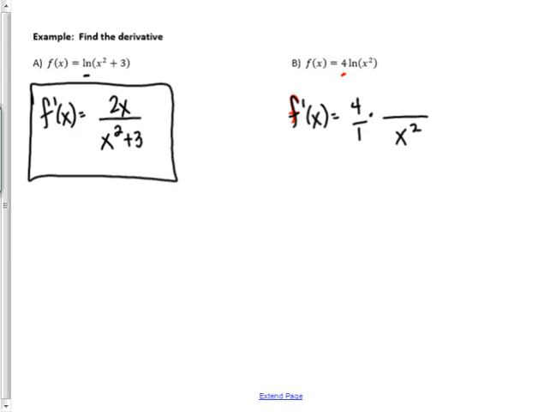So the derivative of x squared is 2x. If I were to multiply straight across the top, I get 8x, and on the bottom I get x squared. And you can reduce this. They both share an x in common, so you can knock out one of those x's. So my derivative is 8 over x. All right, let's keep going.